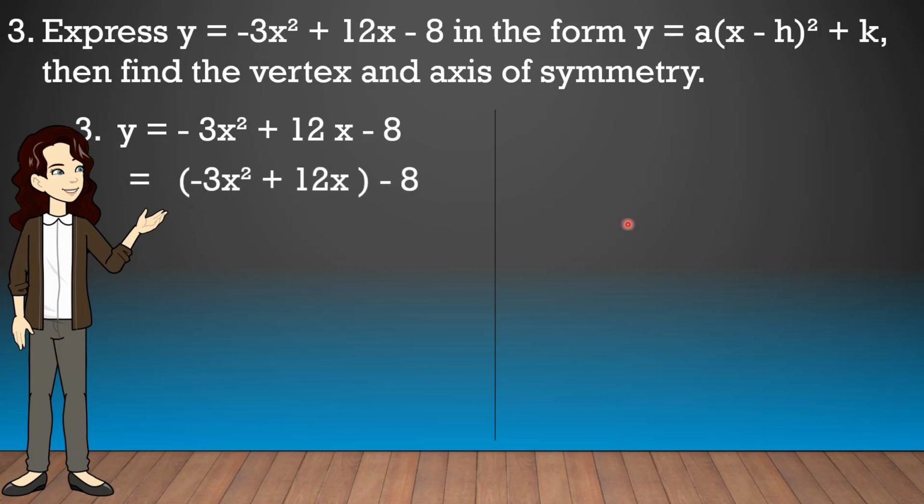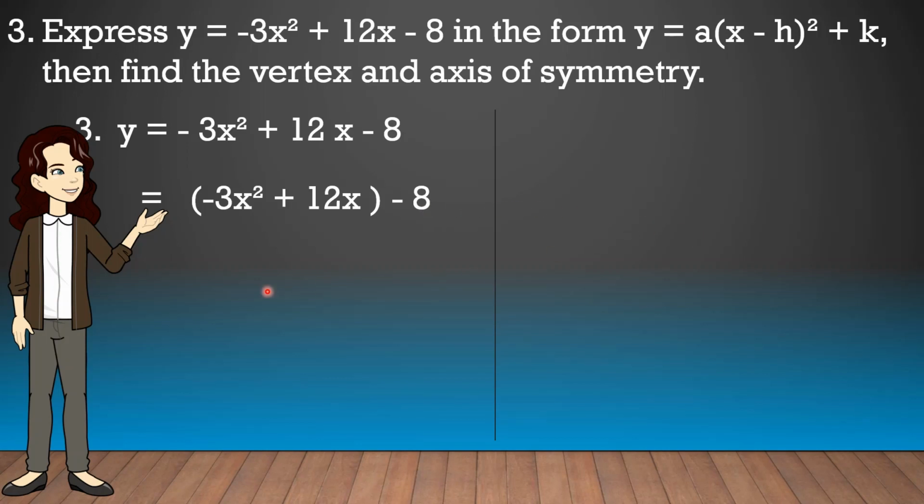Then let us group the terms of x. So we need to separate again the constant. So we have the quantity of negative 3x squared plus 12x, then minus 8. After that, we need to factor out the negative 3, including the negative sign. So we have negative 3x squared divided by negative 3 becomes positive x squared. Then positive 12x divided by negative 3 becomes negative 4x, minus 8.